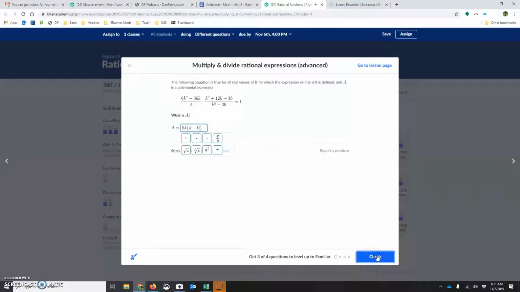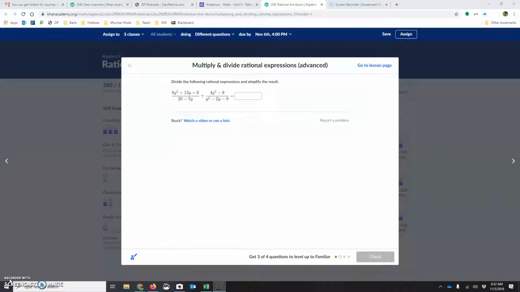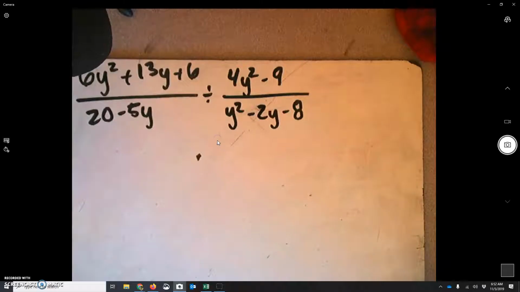And there we go. All right, question 2. I'm going to pause this and just save time. All right, next question. We have a divide problem. So we're going to flip the second expression, or second half of the expression. So this will go on top, this will go on bottom. I have not done that yet.